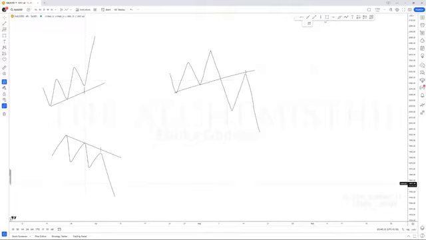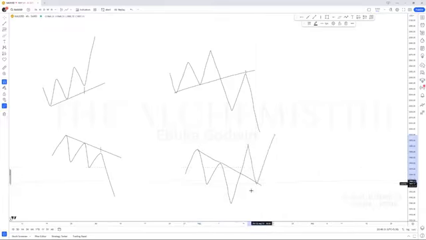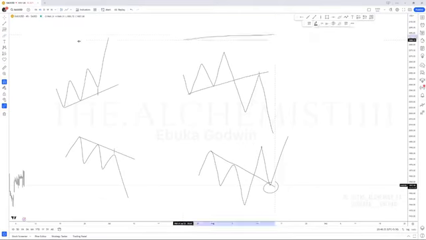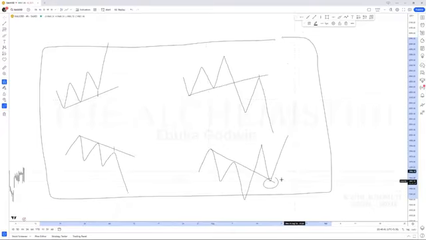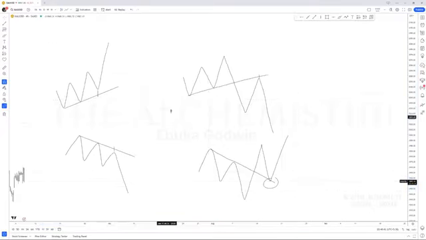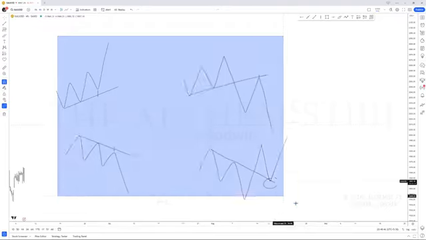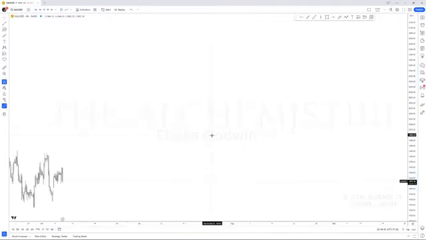So we had this, and then same thing down here. If it breaks, you could expect it to do this. This is also a break and retest trend line. So these two, honestly, are my favorite types of TS. These are the ones that I use a lot, because they're very high probability, in my opinion. I'll show you examples.